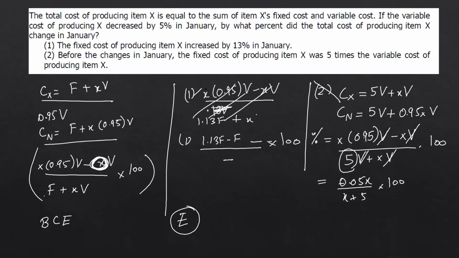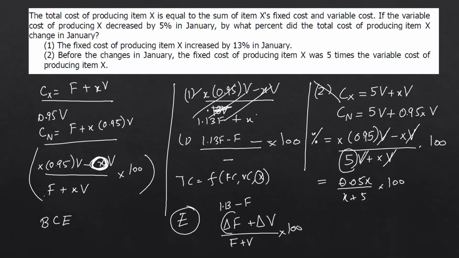So if the fixed cost changes by 13% and the variable cost changes by 5%, you still don't know how many units you're producing. Your total cost is a function of your fixed cost, a function of your variable cost, and a function of how many units you produce. And even if you go by the expression, the percentage change is going to be change in fixed cost plus change in variable cost, divided by fixed cost plus variable cost, into 100.